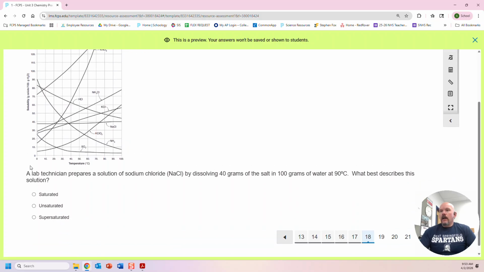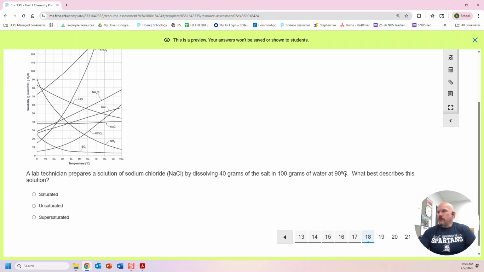All right, so a lab technician prepares a solution of sodium chloride by dissolving 40 grams of the salt in 100 grams of water. And this is where we have to read the chart. This is saying how many grams you can maximally dissolve in 100 grams of water. So 100 grams of water is what's represented on the y-axis, right? And this is the temperature.